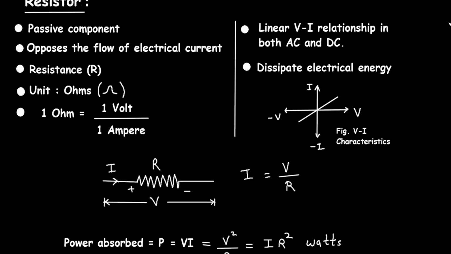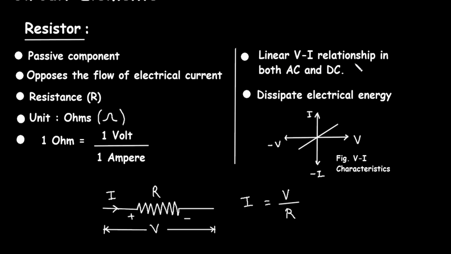Now let's understand what is meant by 1 ohm. Here we can see this is a symbol for a resistor. Now if we apply 1 volt to this resistor and the current through this resistor is 1 ampere, that means the value of this resistance is 1 ohm.